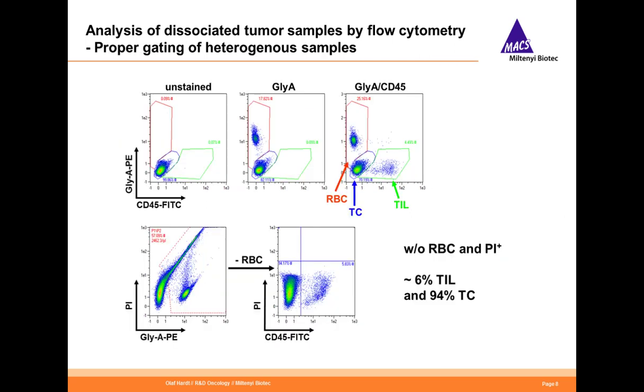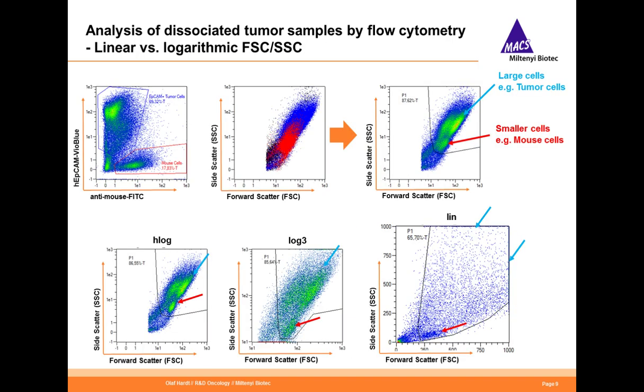As you can see here, in human system, that would be glycophorin A. In the mouse system, it would be TER119. And then, as you see here in the lower left panel, you can also combine this with propidium iodide for cell viability, gate the dead cells and the red blood cells out, and then you can get an accurate counting of your nucleated cells and nucleated cell subpopulations.